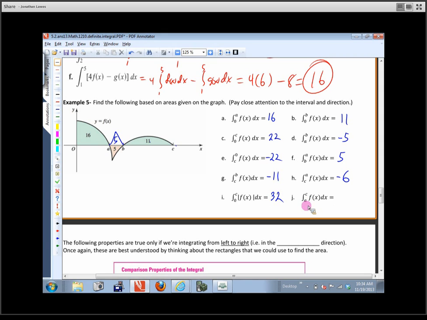What if it was C to 0? So if we did from C to 0, absolute value f of x dx, start at C, go to 0. Effectively it changed all the function values so they're positive. So anything above counts as positive. So the answer would be, notice we just changed the order here, so this is going to be negative 32.